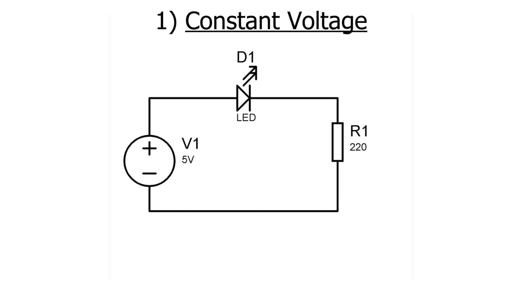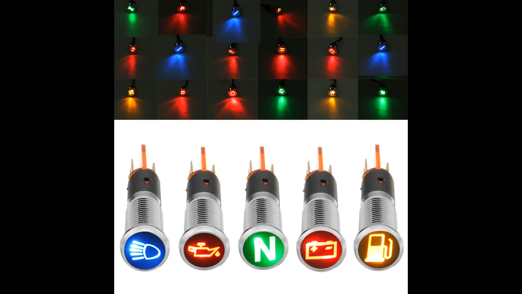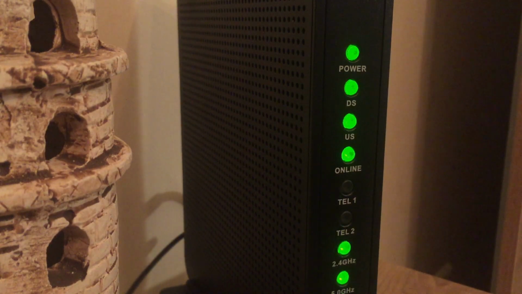Let's start with the method that we are most familiar with, constant voltage. In constant voltage, LEDs are powered with a constant voltage source, like a battery for example. This method is suitable for low power applications, such as indicator LEDs you see everywhere, from your router to your TV.